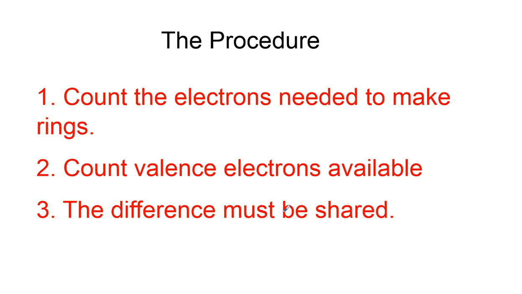So first of all, we're going to count the number of electrons we need to have if everybody got the ring that they wanted to have in a perfect world. So this is how many electrons we want to have. And then the next thing we're going to do, step number 2, we're going to count how many valence electrons we do have. And what we're going to find out is we don't have enough electrons. So we subtract the 2, and the difference will tell us how many electrons need to be shared.